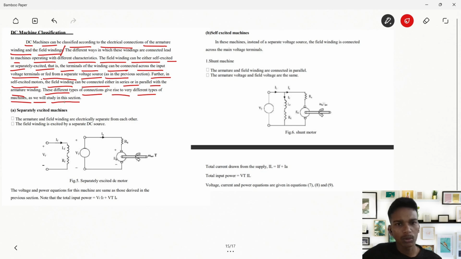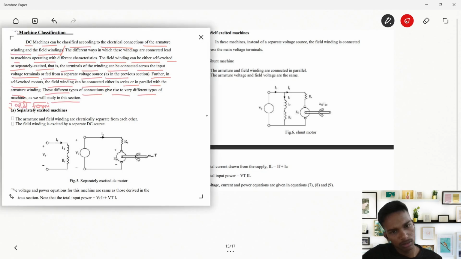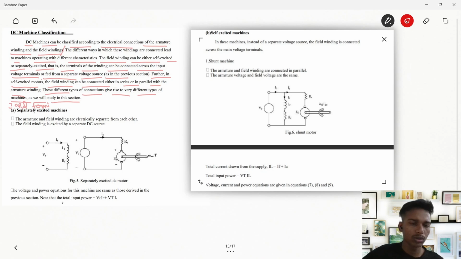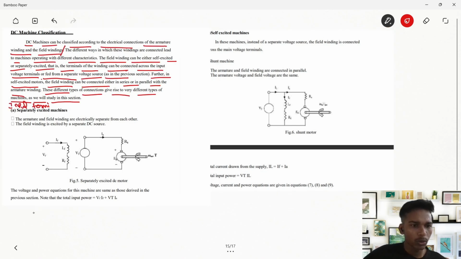Now, first we will discuss the machines fed from an input voltage terminal. I think you're able to get what I'm going to write. I'm going to deep dive into further classification of this type of DC machines. One is the separately excited DC machine, and another one is the self-excited machine.